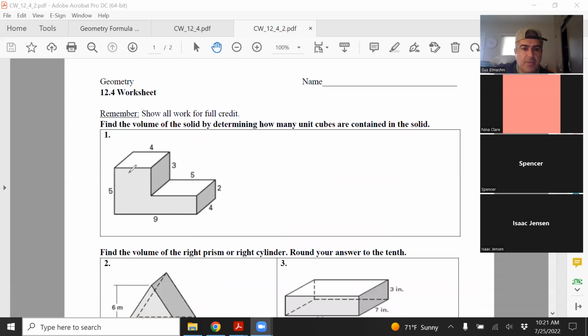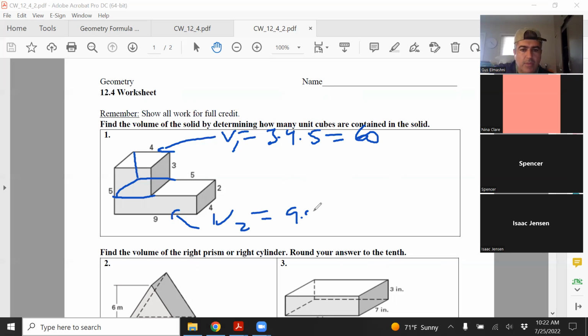Come back here again in case we're stuck. You think of this as 2 solids, that's going to be solid 1: 3 times 4 times 5, which is 60. And this right here, we'll call it solid 2: 9 times 4 times 2, which is 72.